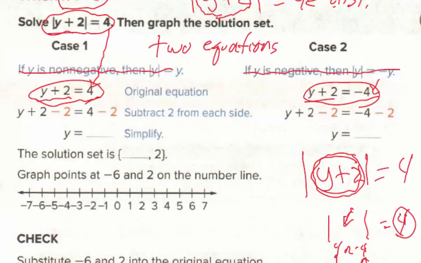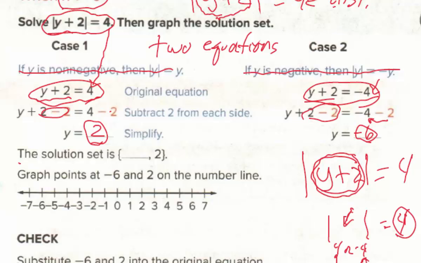Okay, so on the left-hand side, we're going to do our regular subtract 2 from both sides. So the 2's will zero out here, giving us a y, and the 4 minus 2 gives us a 2. Now on the right-hand side, we're still going to subtract 2 from both sides, so we got a 0 here, but the difference is on the right-hand side, we're subtracting 2 from a negative 4, which is going to give us a negative 6. So our two possible solutions are 2 and negative 6.